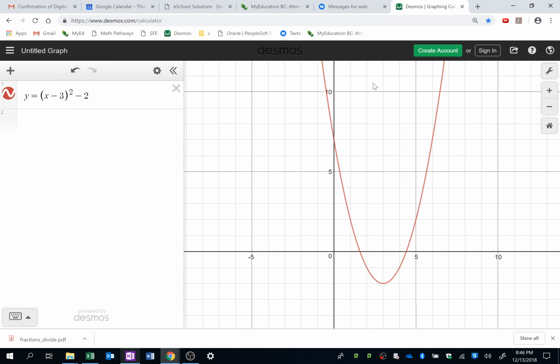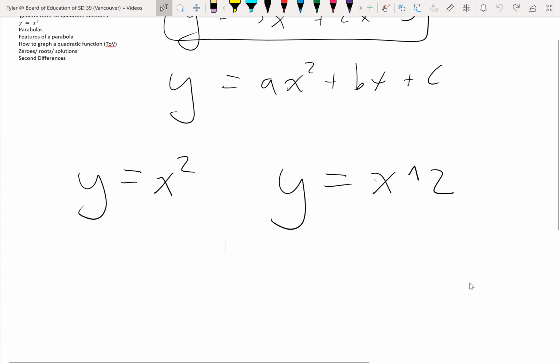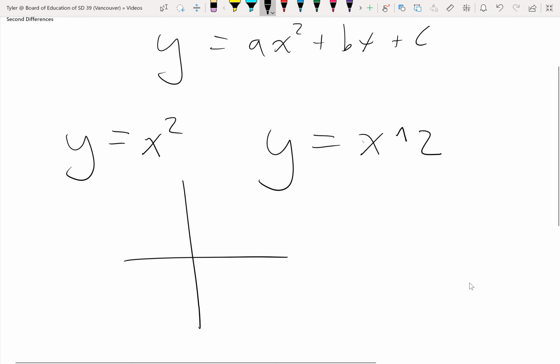There's a couple key points on every parabola that you need to know about. This one right here at the bottom is called the vertex. These two are the x-intercepts. This is the y-intercept. And the axis of symmetry goes right down the middle. Good, draw it again so we can actually see it and label it properly. Okay, our parabola looks something like this.